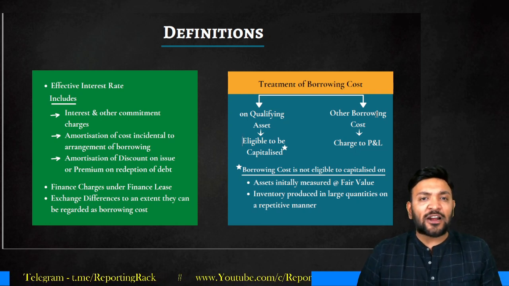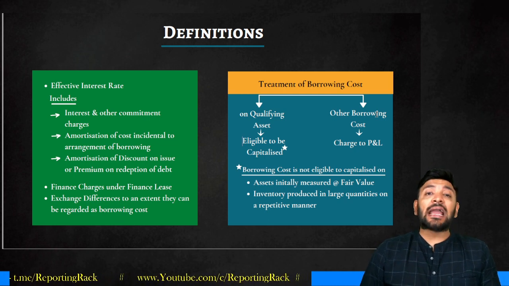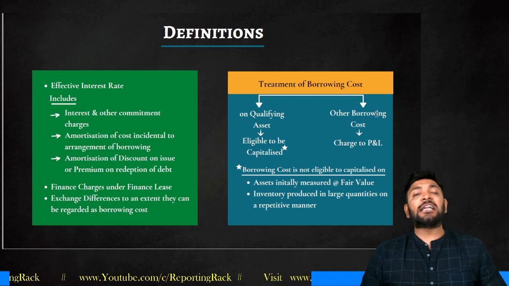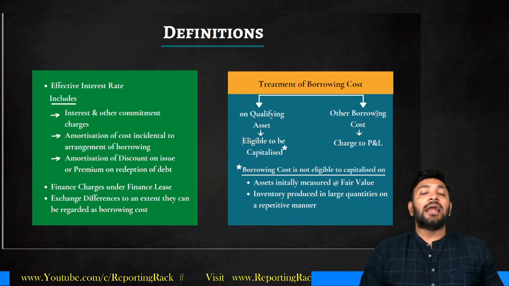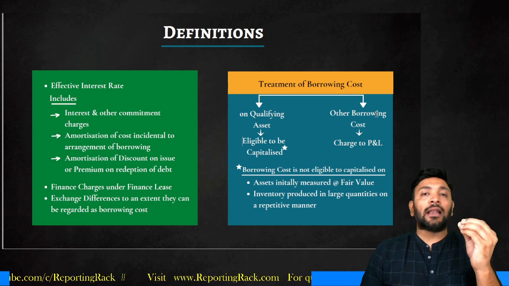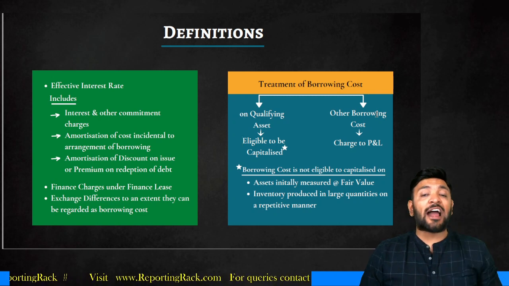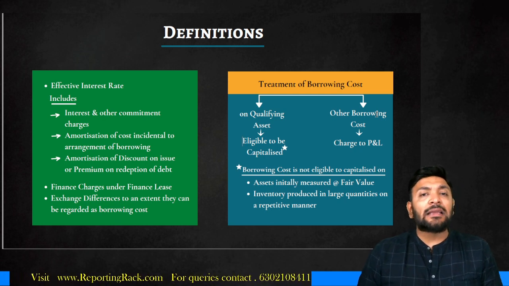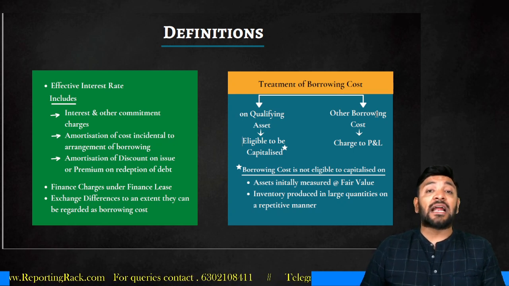AS 16, did it define substantial period of time? No again. It was Accounting Standard Interpretation 1, ASI 1, which came out and said substantial period of time can be considered as 12 months. Anything less than 12 months cannot be considered as substantial unless the enterprise can prove with facts that any period less than 12 months is also substantial. But a period greater than 12 months is always considered a substantial period of time as per Accounting Standard Interpretation 1.